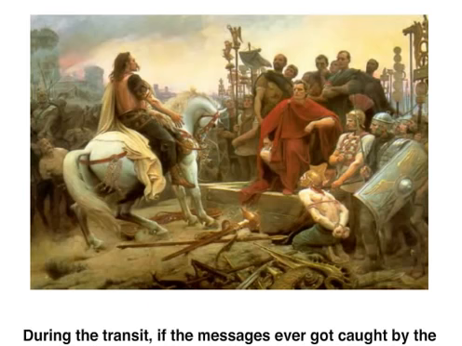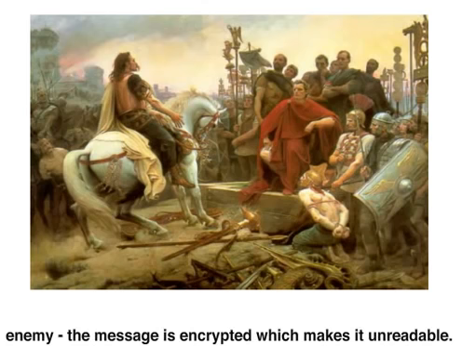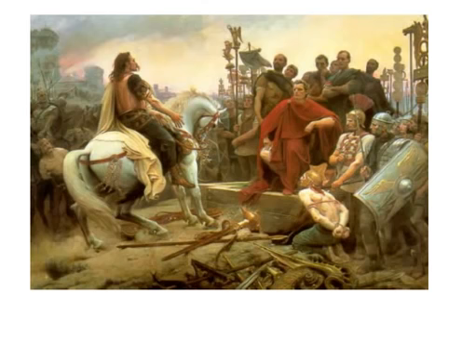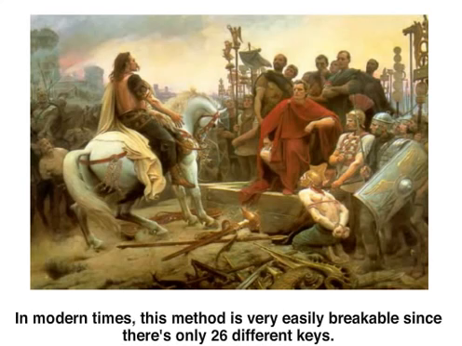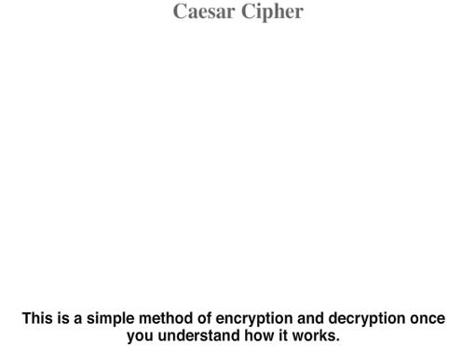During the transit, if the messages ever got caught by the enemy, the message is encrypted, which makes it unreadable. Only the general and Caesar know the key to decipher it. In modern times, this method is very easily breakable, since there are only 26 different keys. This is a simple method of encryption and decryption once you understand how it works.